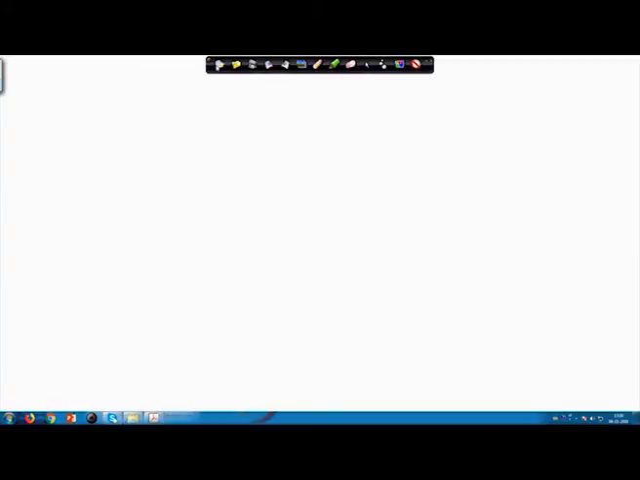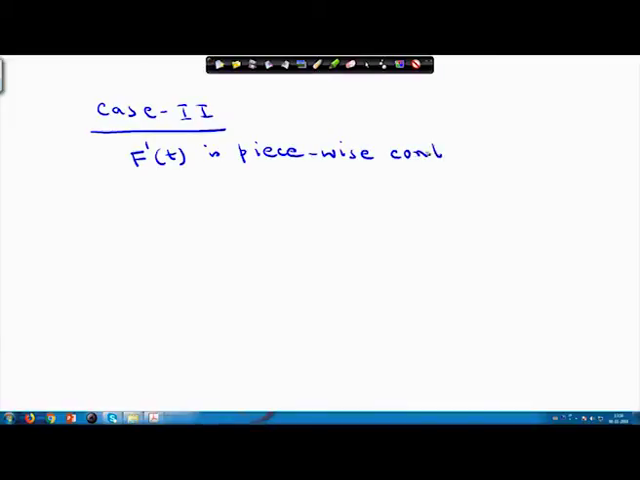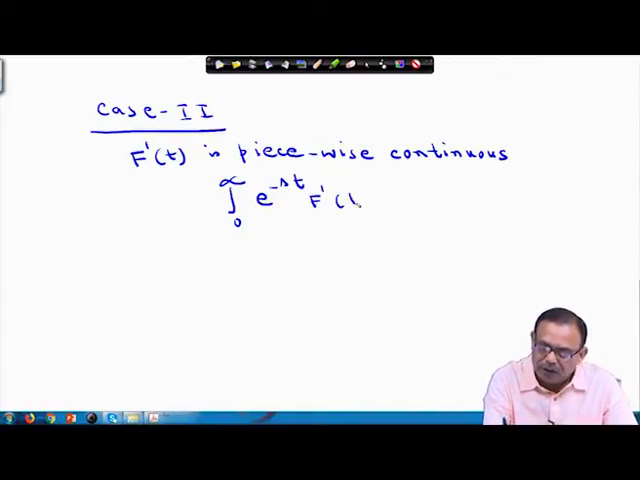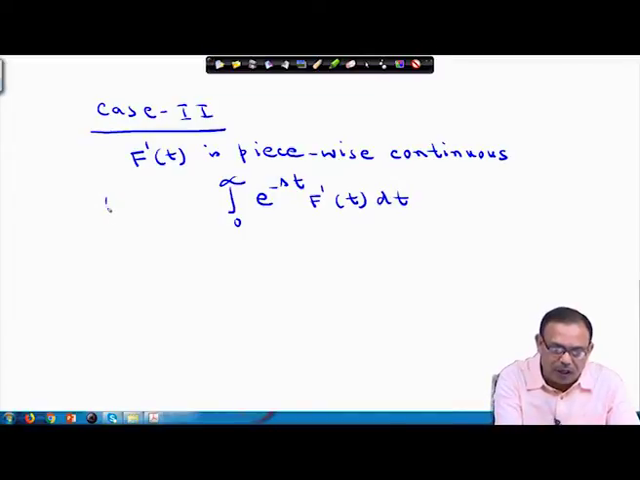Now, come to case 2, the second case. In the first case we assumed that f dash t is continuous. Here we are saying that f dash t is piecewise continuous. So, what can you conclude from this? In this case, the given integral, 0 to infinity e power minus s t into f dash t dt, is the Laplace transform of f dash t, which I wrote earlier also.